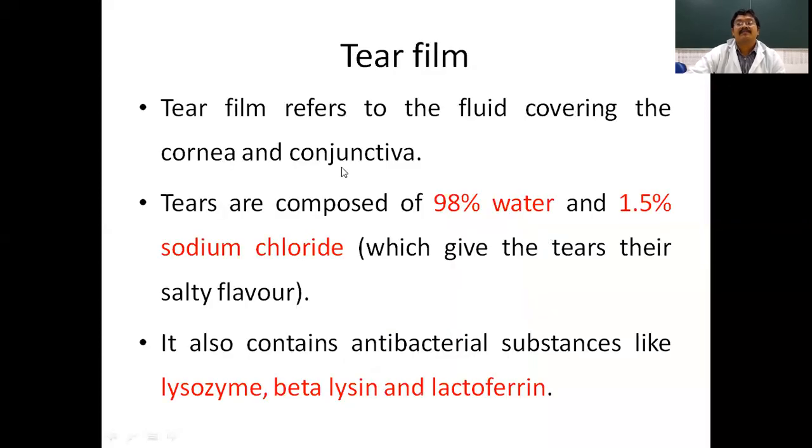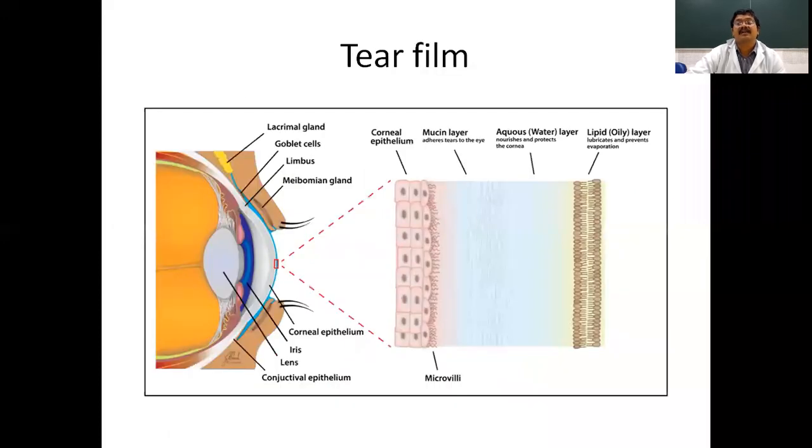The tear film refers to the fluid covering the cornea and conjunctiva. The tear is composed of 98% water, and it contains 1.5% sodium chloride. That is why the sodium chloride is responsible for the salty taste of the tears. It also contains antibacterial substances like lysozyme, beta-lysin, and lactoferrin that play an important role in prevention of infections in the lacrimal system.